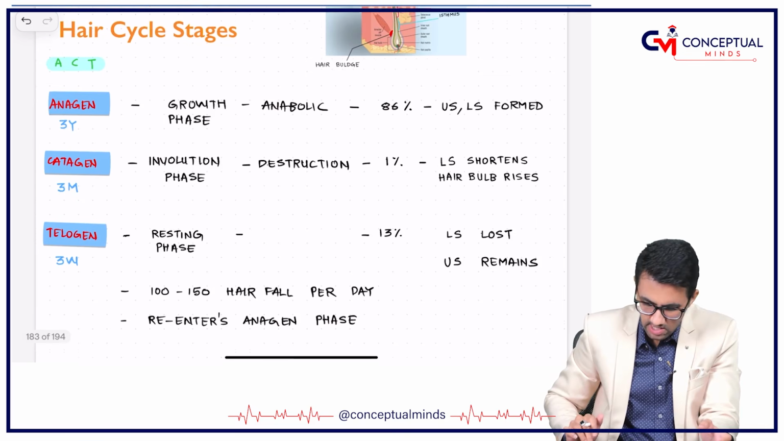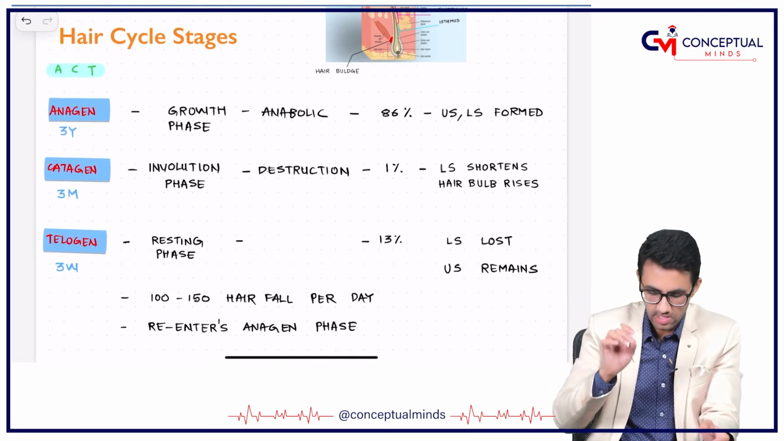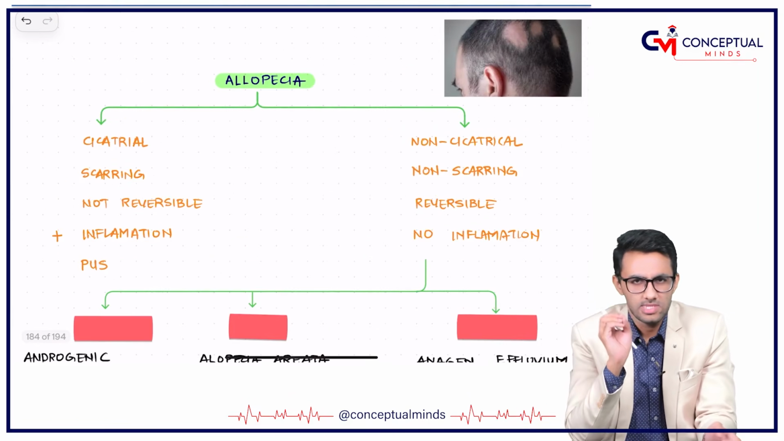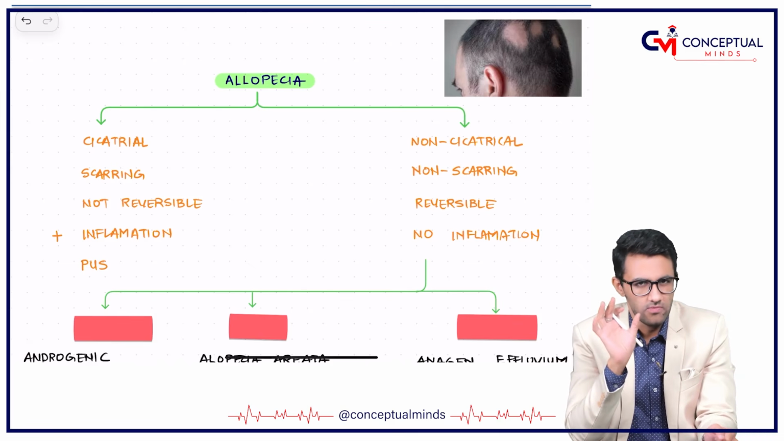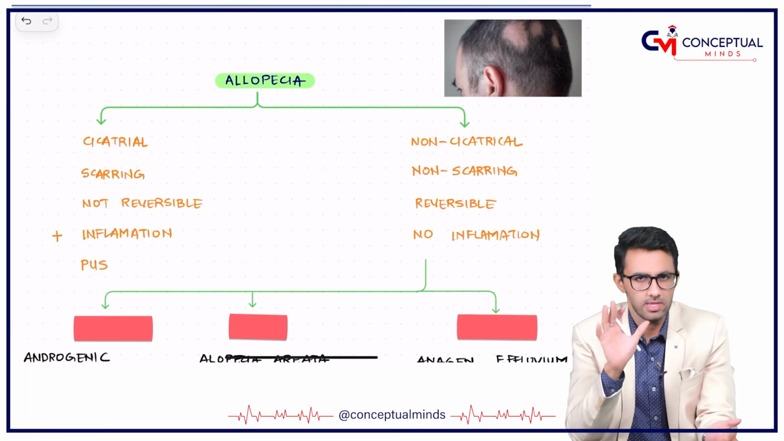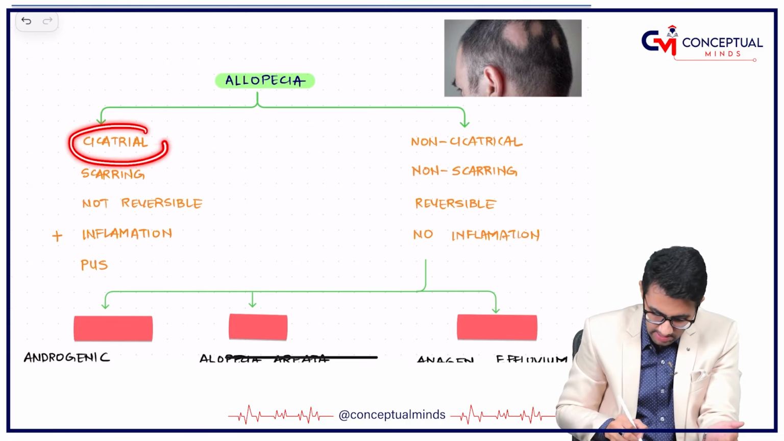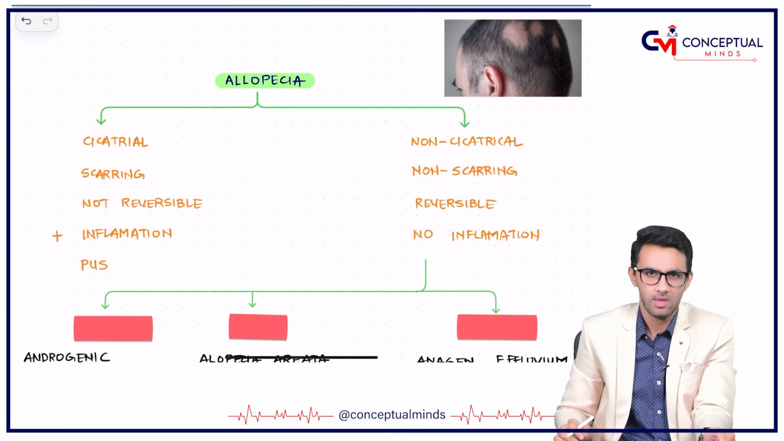We will start with alopecia. We will learn different types of alopecia, but first we have to do the classification. So let us start with the alopecia chapter. Alopecia means loss of hair. Very simple, loss of hair. Even if the hair loss is happening, there could be different features about it. It could be scarring or non-scarring.